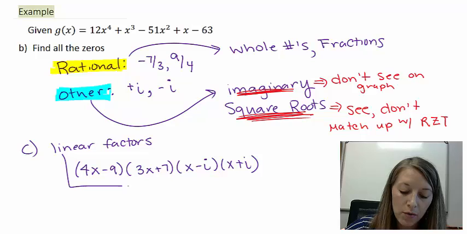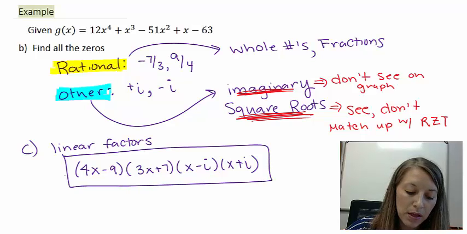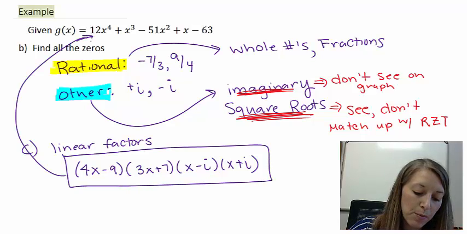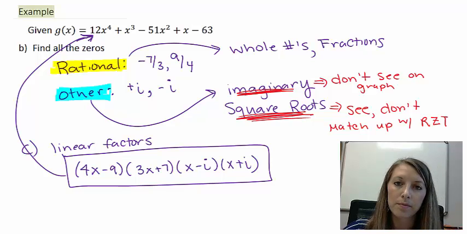So if we were to multiply this out completely, that should give us the polynomial that we started with. So we finished up this example here, and in the next video, we're going to be talking about some other things that we learned about zeros of polynomials.